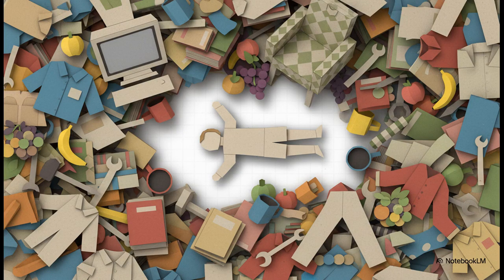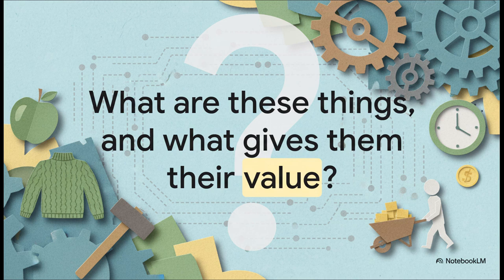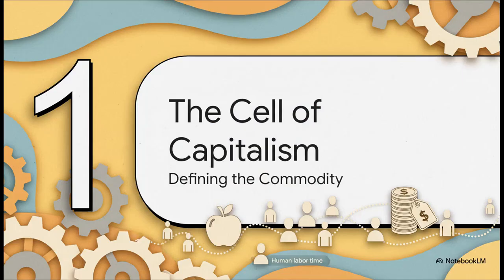Just look around you, right now. The screen you're on, maybe the coffee on your desk, the chair you're in, it's like we're swimming in this massive ocean of stuff, an incredible pile of things made for one reason and one reason only, to be sold. So that leads to the big questions, doesn't it? What are these things fundamentally, and why is one thing worth a certain amount and another thing worth something totally different? They seem like easy questions, but trust me, the answers take us right to the heart of how our entire economy ticks.